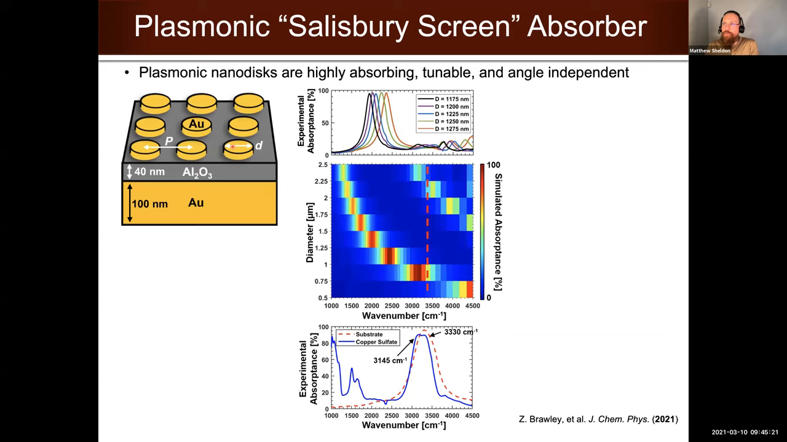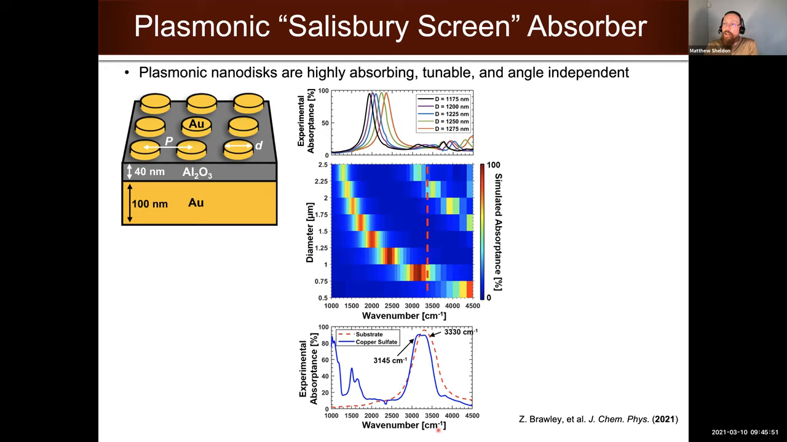You can get really nice, sharp, tunable resonances that you can control through the mid-IR in the near field of the substrate. And I'll give some more details about the actual field distribution in a second. But if we look at, for example, the magnitude and the spectral position of this absorption peak calculated as a function of diameter size, we can also compare that to actual substrates we've made. So what I'm showing here are the experimental absorption spectra collected from our substrates.